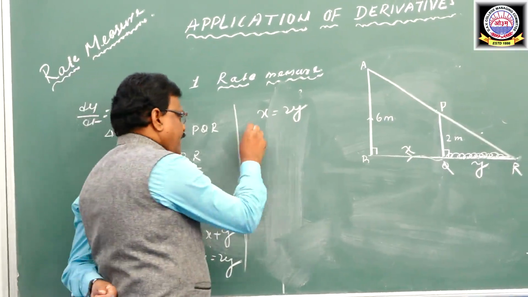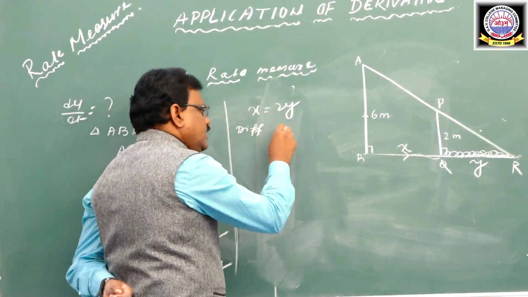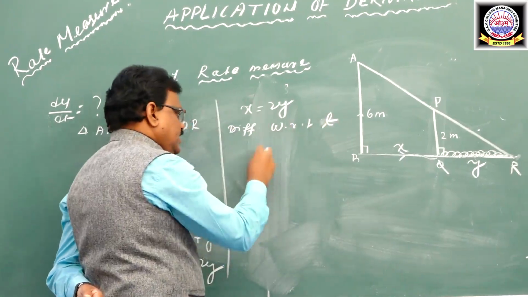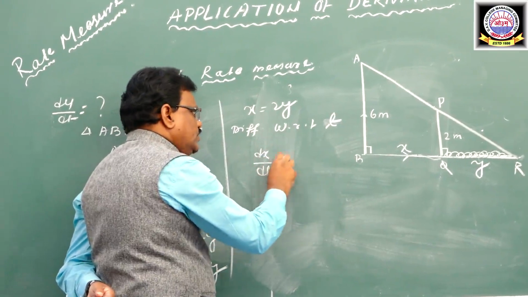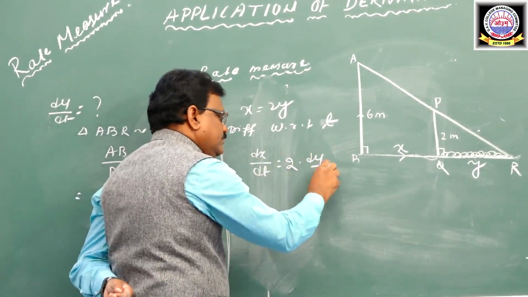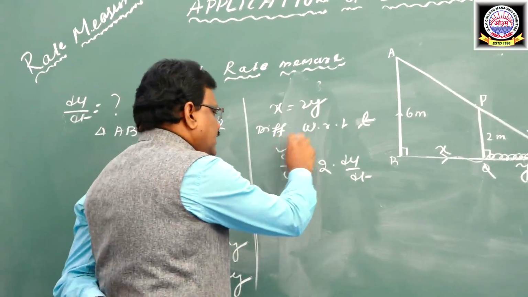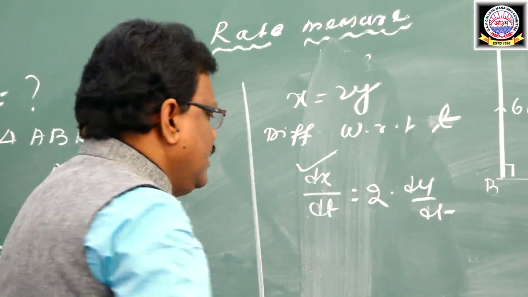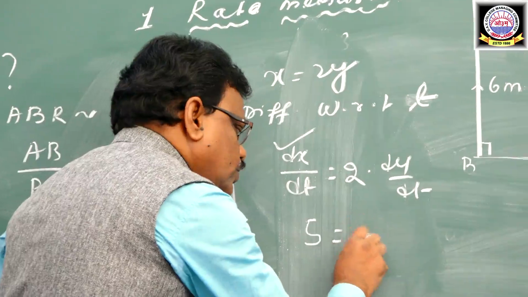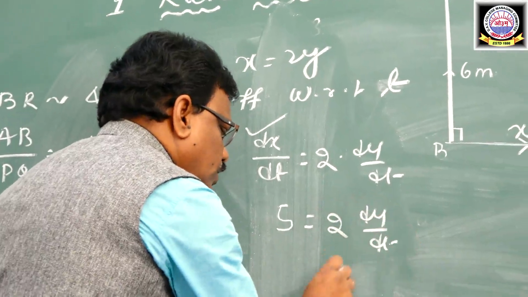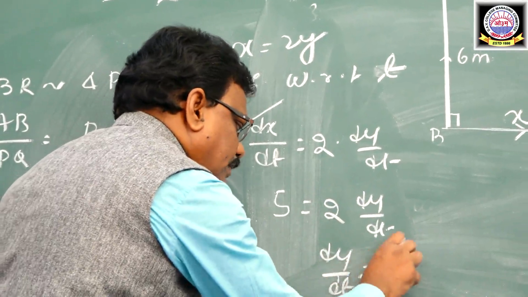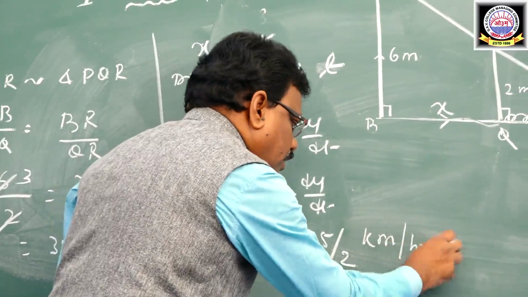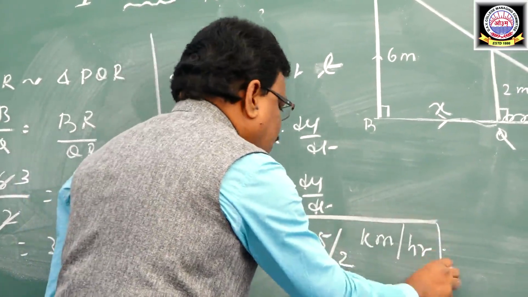Differentiate with respect to time t. Very easy: dx by dt is equal to 2 dy by dt. The dx by dt value is given to us, and dy by dt is asked to find. Put the value of dx by dt: 5 is equal to 2 dy by dt. So dy by dt is equal to 5 by 2 kilometer per hour. This is the answer.